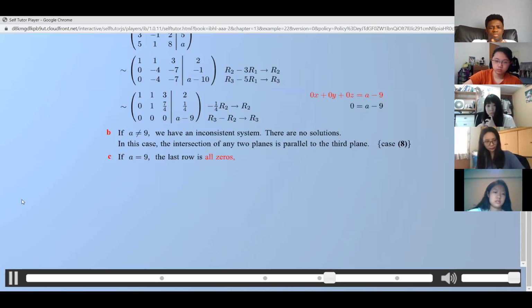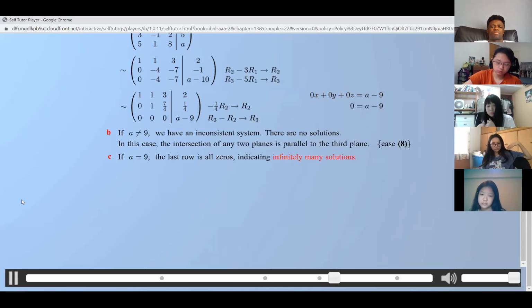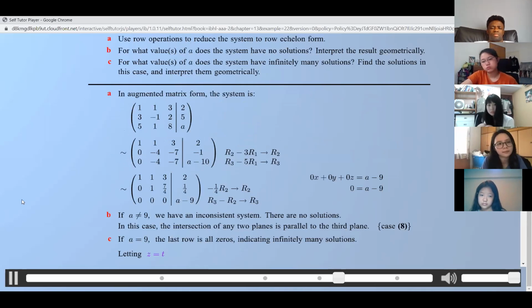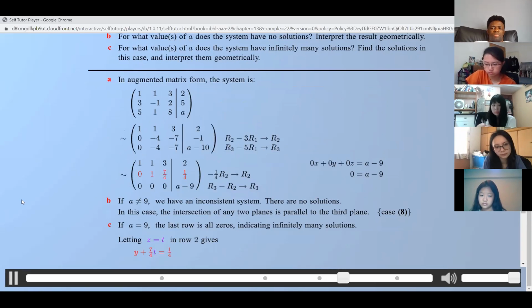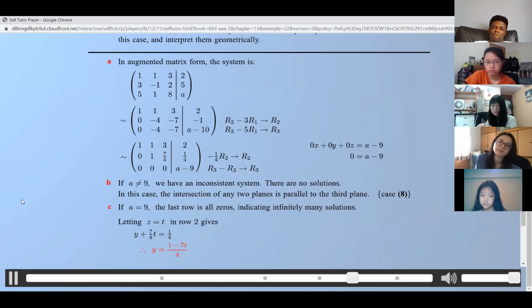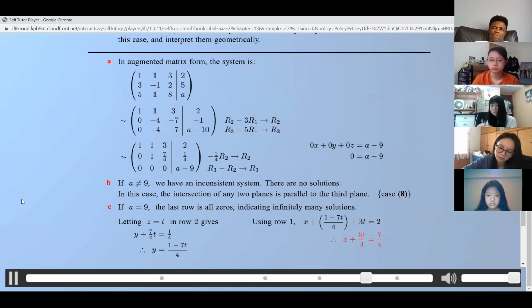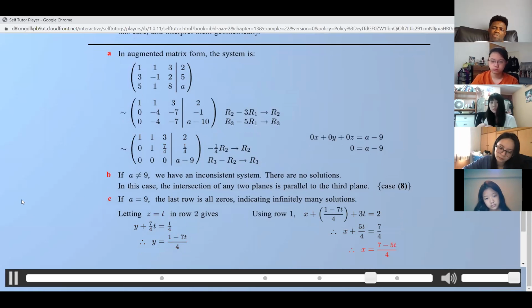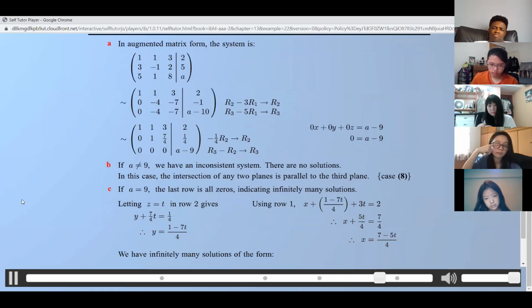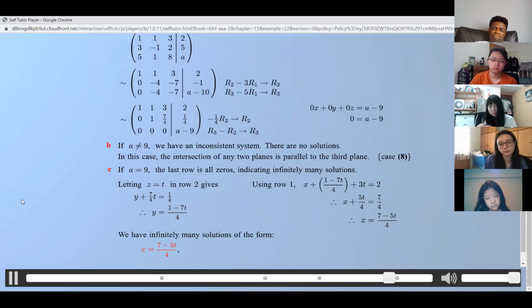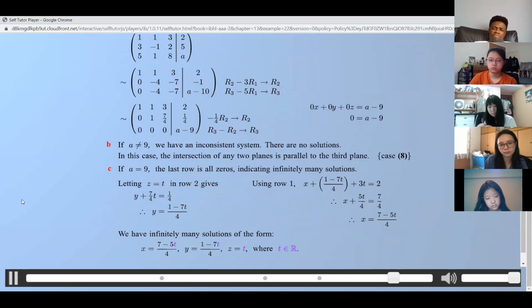All zeros, and there are infinitely many solutions. Suppose we let z be the parameter t, then substitute it into row 2. We rearrange so y is the subject. We now substitute for both y and z in row 1. We expand the brackets and collect like terms, then rearrange the equation to make x the subject. We can now write the set of infinitely many solutions as a set of parametric equations for x, y, and z in terms of the parameter t.